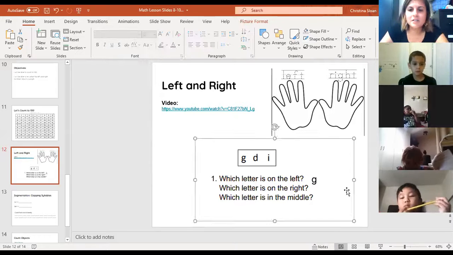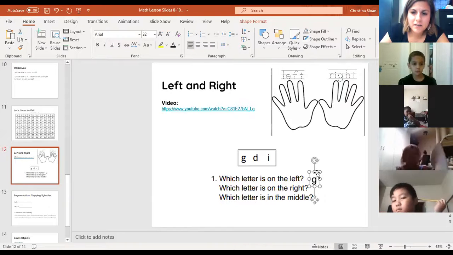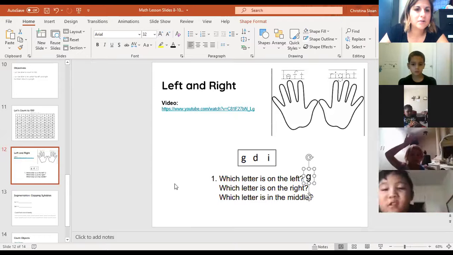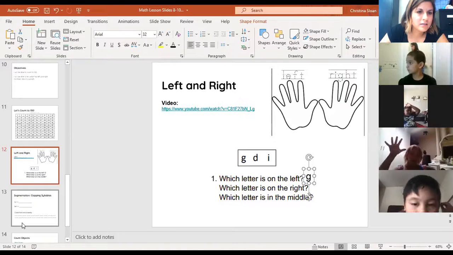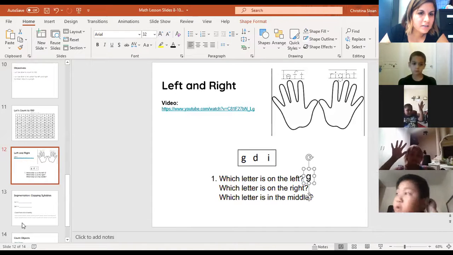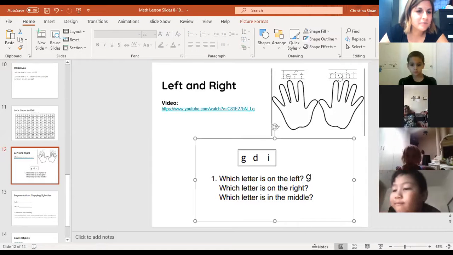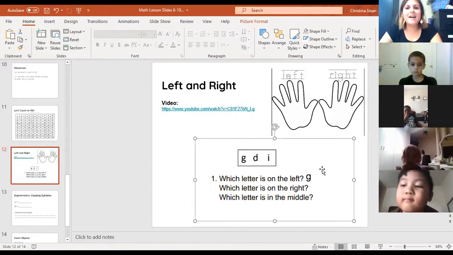There we go. All right, so we have the letter G. Who can raise their hand and tell me which letter is on the right? Let's see. Oh, I saw Kari's hand go up. Kari, you can unmute yourself. Which letter is on the right? I. I, very good.